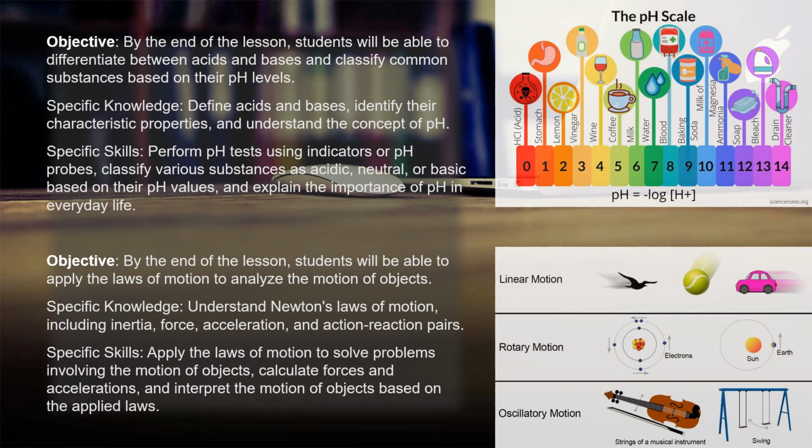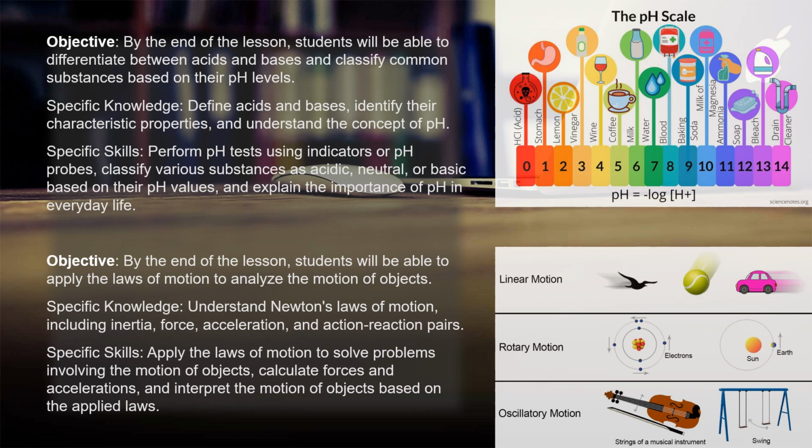Objective: by the end of the lesson, students will be able to differentiate between acids and bases and classify common substances based on their pH levels. Specific knowledge: define acids and bases, identify their characteristic properties, and understand the concept of pH. Specific skills: perform pH tests using indicators or pH probes. Classify various substances as acidic, neutral, or basic based on their pH values, and explain the importance of pH in everyday life.